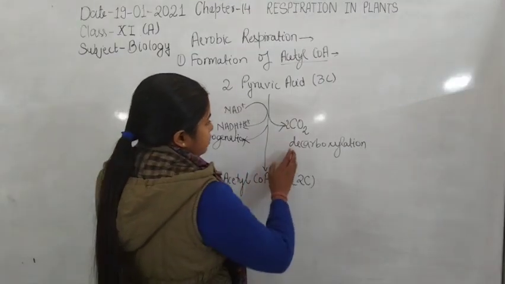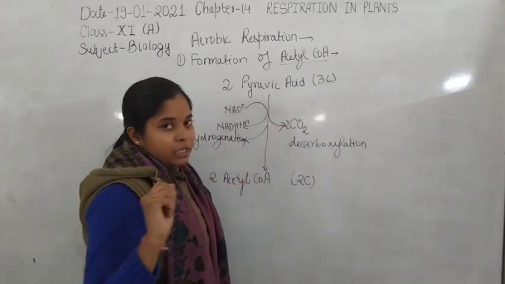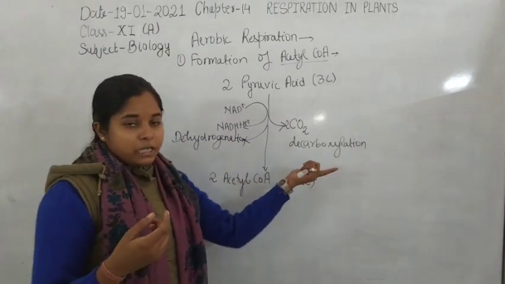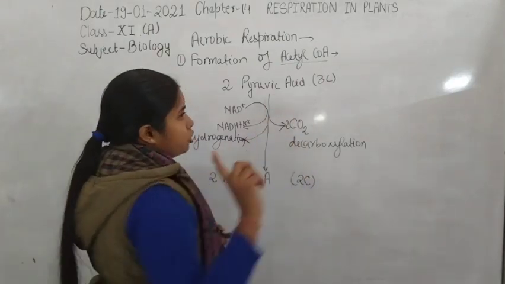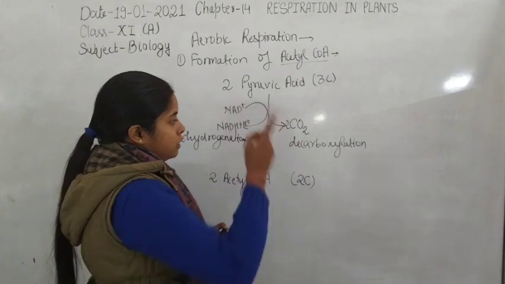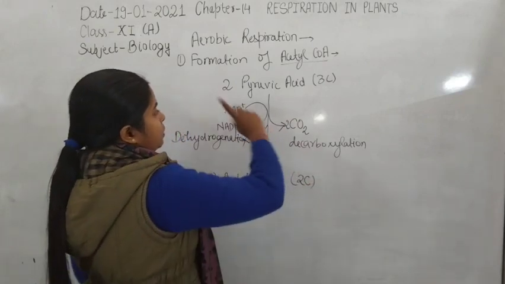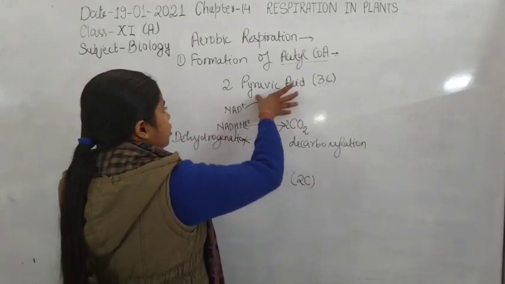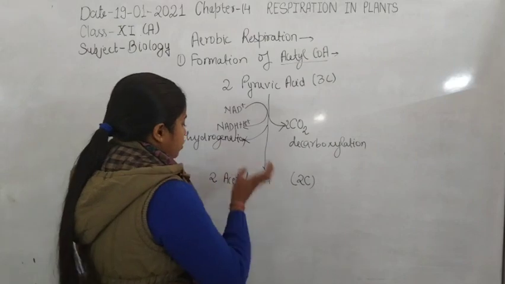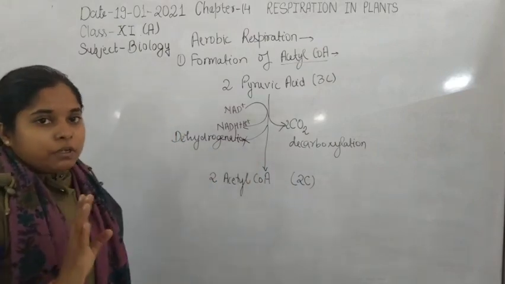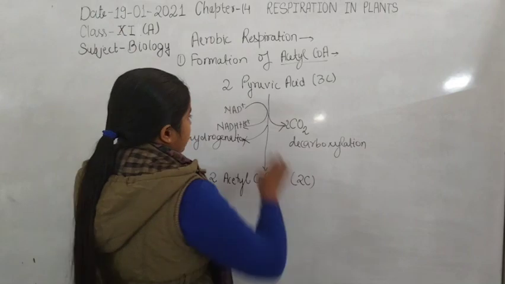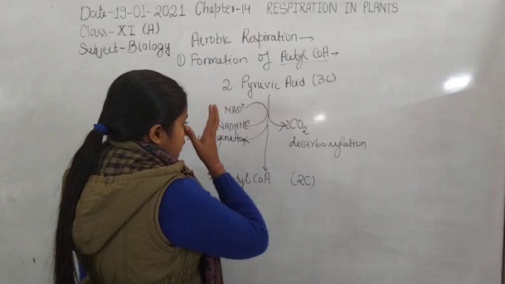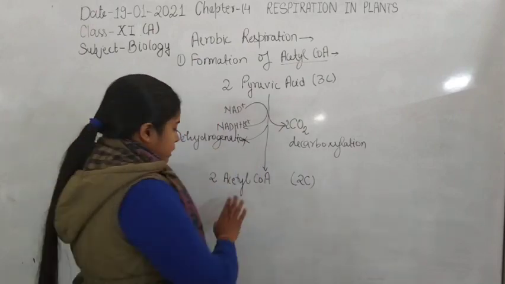After the oxidation process, there is a formation of a carbon dioxide molecule in the presence of the decarboxylase enzyme. Finally, one molecule of carbon dioxide is removed from the pyruvic acid, which is a 3 carbon containing molecule, and 1 molecule of pyruvic acid gets converted into 1 molecule of acetyl coenzyme A. Because there are 2 molecules of pyruvic acid, both simultaneously undergo this reaction.